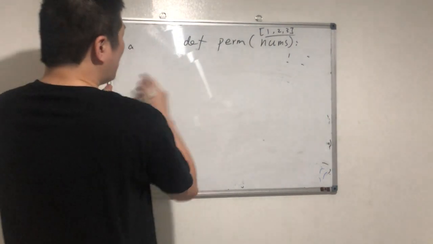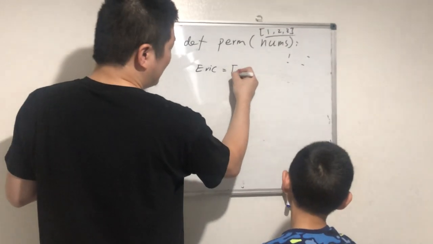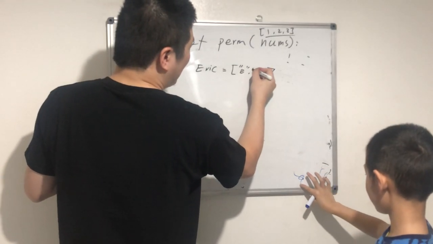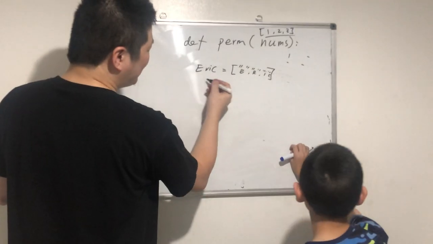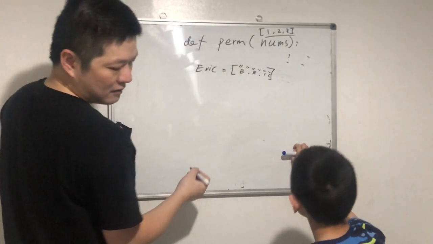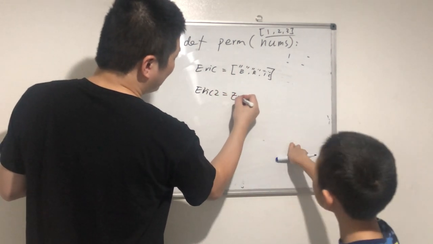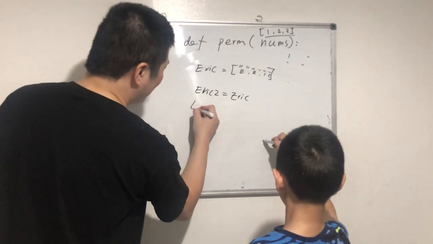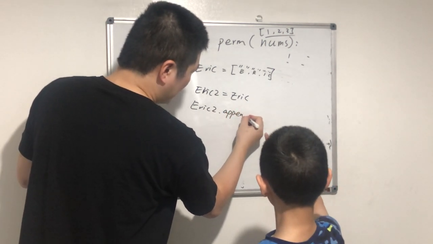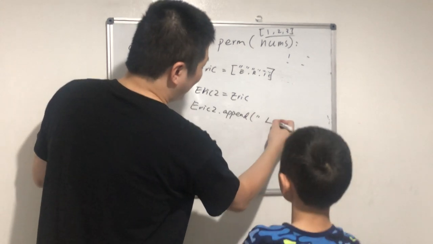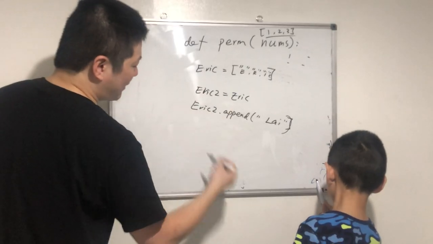What's deep copy? Okay, look. Eric equals E-R-I-C. Okay. Eric equals Eric. And then I have another one, Eric 2. Eric 2 equals Eric. So what do you think will happen if I change it? Look, if I do this, Eric 2 dot append lie. So what do you think the Eric and Eric 2 will be?